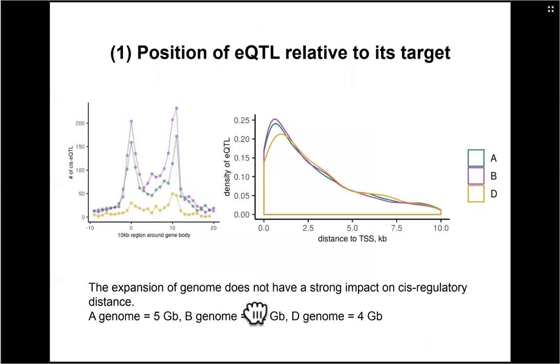The position of the eQTL relative to its target has not expanded a lot compared with maize and other species. And the eQTL tend to locate on both sides of the gene. We do find that the smaller D genome has a shorter distance between the lead eQTL and the transcriptional start site, probably due to the reduced diversity of the D genome and the longer LD.